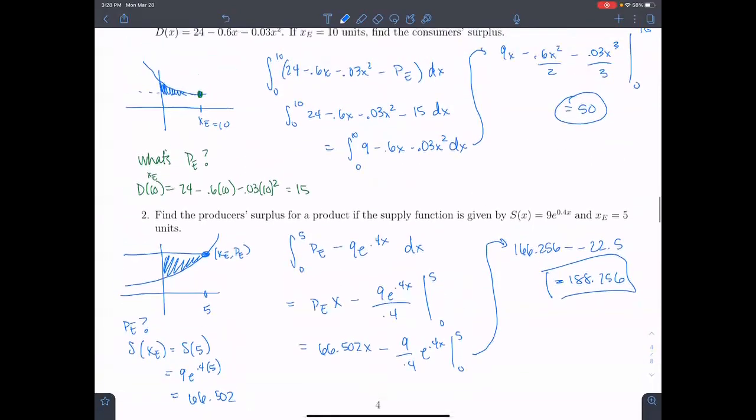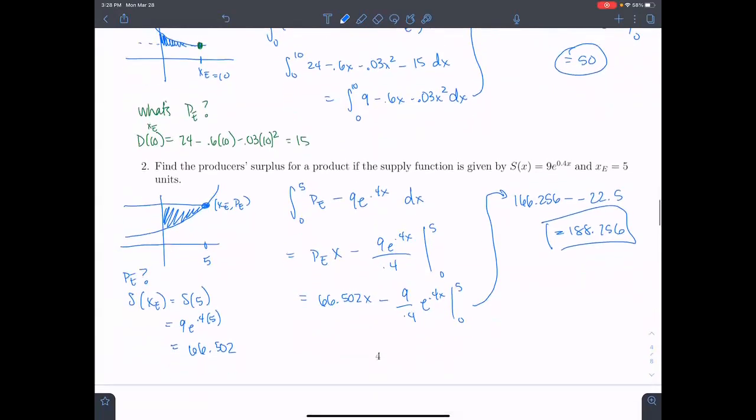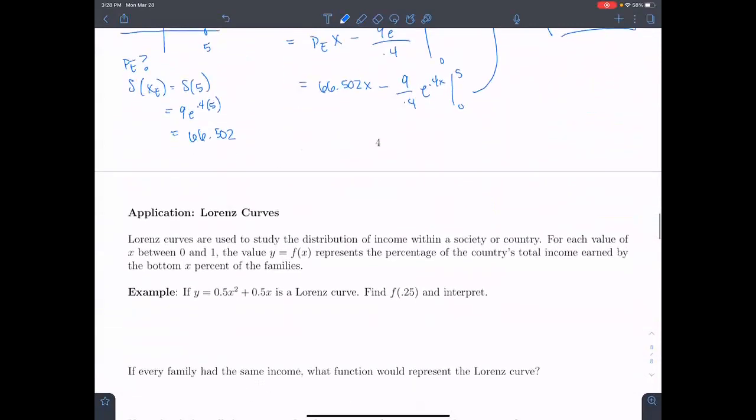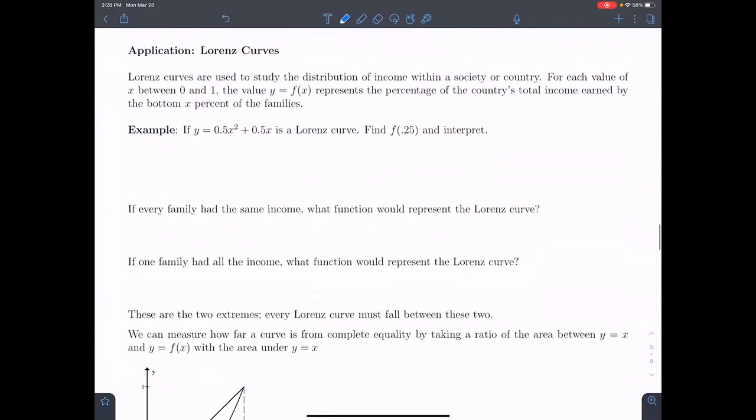So again, I just set these up like area problems. Sketch the demand curve, sketch that equilibrium line, and then do top minus the bottom. Or for producer surplus, sketch the supply curve and then the equilibrium line, and do top minus bottom. Okay, so another application for area between curves is the Lorenz curves.